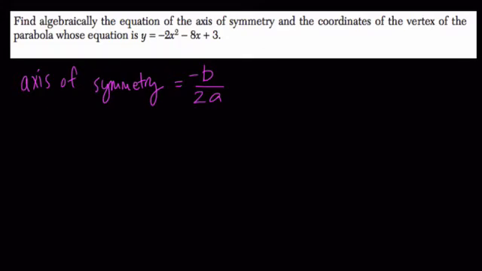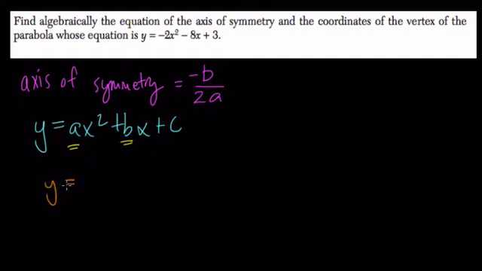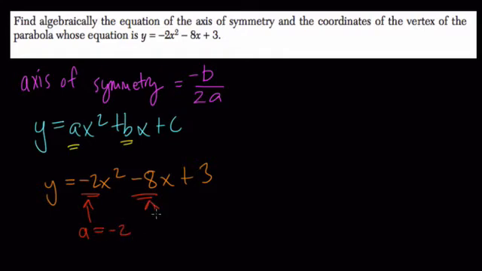And that just refers to the fact that when you're given a quadratic formula in y equals ax squared plus bx plus c form, you could just take your b term, invert it and divide it by twice the a term. So in our case, they give us y equals negative 2x squared minus 8x plus 3. Okay, well that just means that our a term here is equal to negative 2, and our b term is equal to negative 8, b is negative 8, and our c term right here is 3.